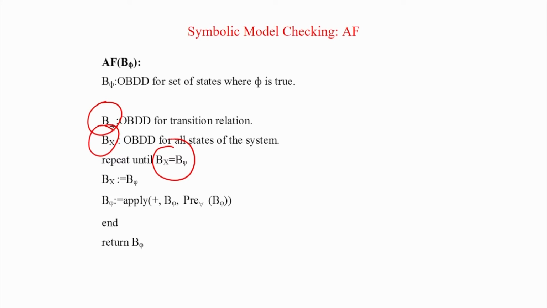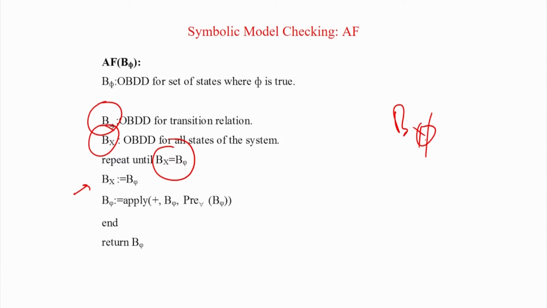So, what we do initially: B of X, you assign all the states of the system, and then you repeat until B of X equals Y. That means, in the extreme case where all the states have the formula true, you stop there itself. Else, you assign B of X equal to B of phi. Now in this step your B of X will not have all the states of the system; it will have only the states of the system where phi is true.